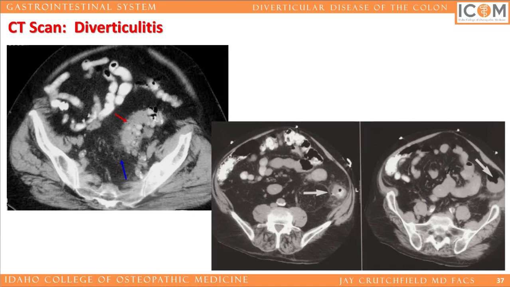Here are more images of diverticular changes. The image in the upper left, the red arrow, points out thickened bowel wall, while the blue arrow shows a hazy inflammatory response. The two images in the lower right reveal acute diverticulitis without perforation of the descending colon and an element of fluid surrounding the descending colon, the large white arrow pointing to a black lumen of bowel.